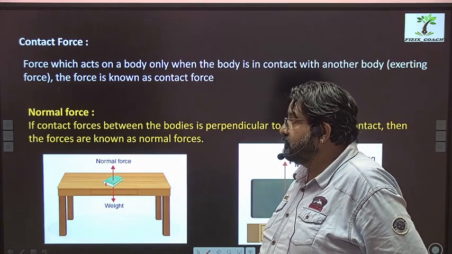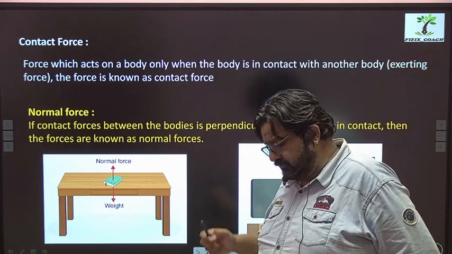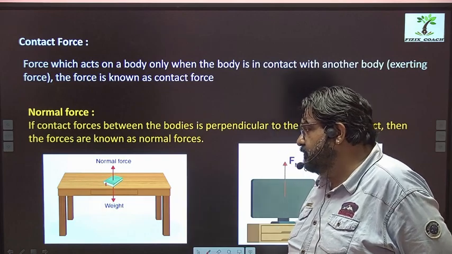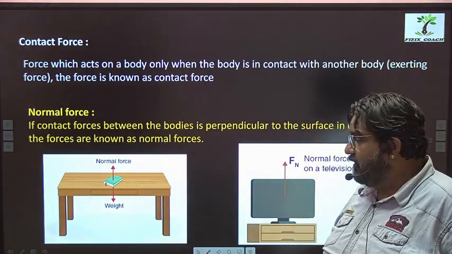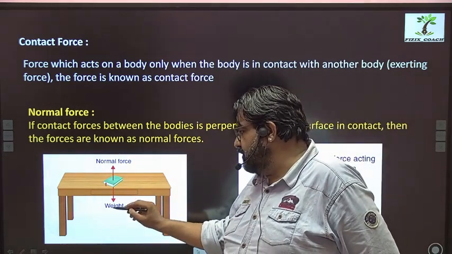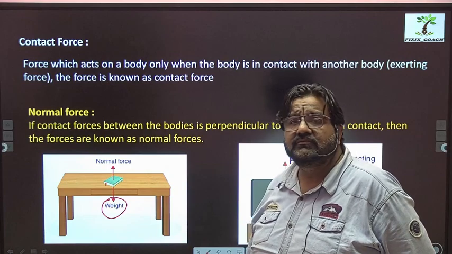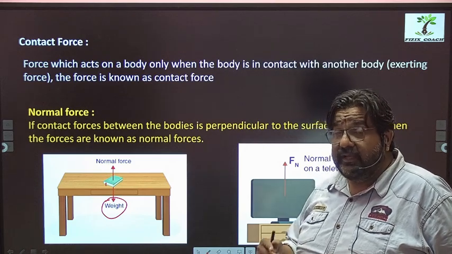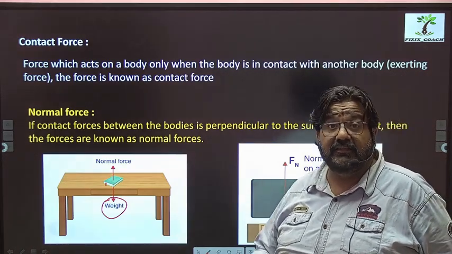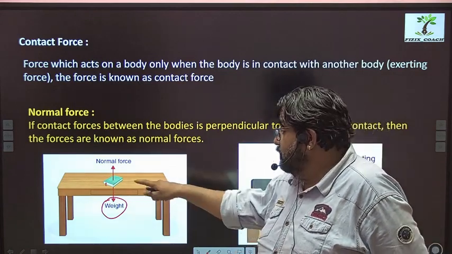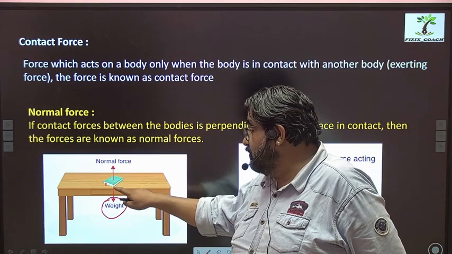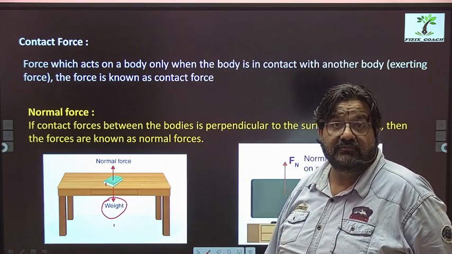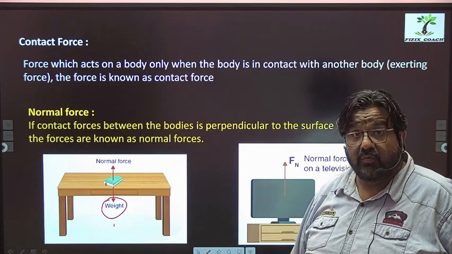Normal force. Now understand what is normal force. Let us take an example of a book which is resting on a table. You have one force acting downwards, obviously, that is the weight of the book. Now, if there won't be any other force balancing this weight, this book might go in the direction of weight, that is towards the center of the earth. But it doesn't happen. Why?